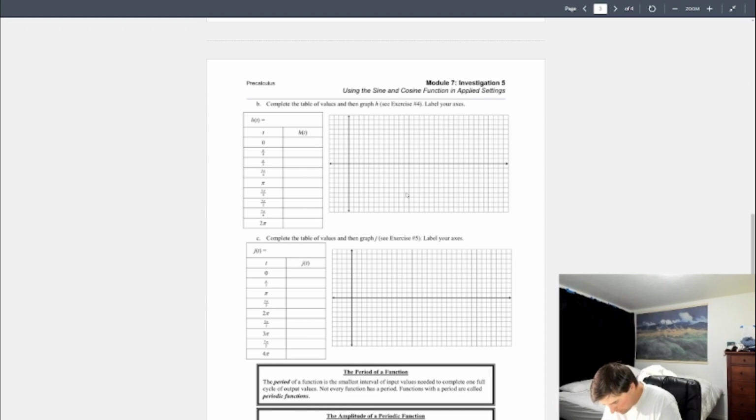Okay. 1, 2, 3, 4, 5, 6, 7, 8. 4 pi. 3 pi, negative 2.3. 7 pi over 2, negative 1.62 right here, and then 4 pi, back to 0. So it's very slow.